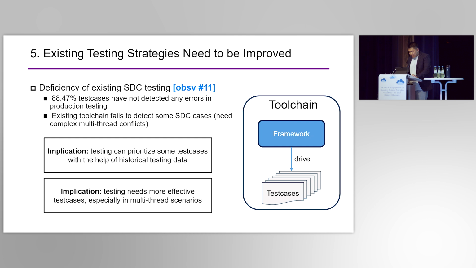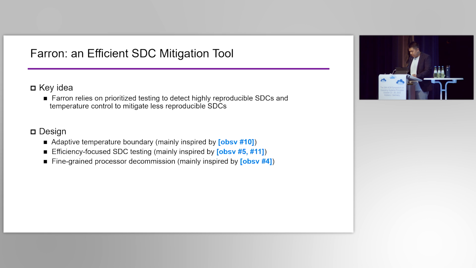Firstly, testing can prioritize some test cases with the help of historical testing data. For example, if we have observed that a certain type of CPU has SDC, certain test cases, or a certain feature, we can prioritize our test to focus more on such test cases or feature on this type of CPU. Secondly, testing needs more effective test cases, especially in multi-thread scenarios.